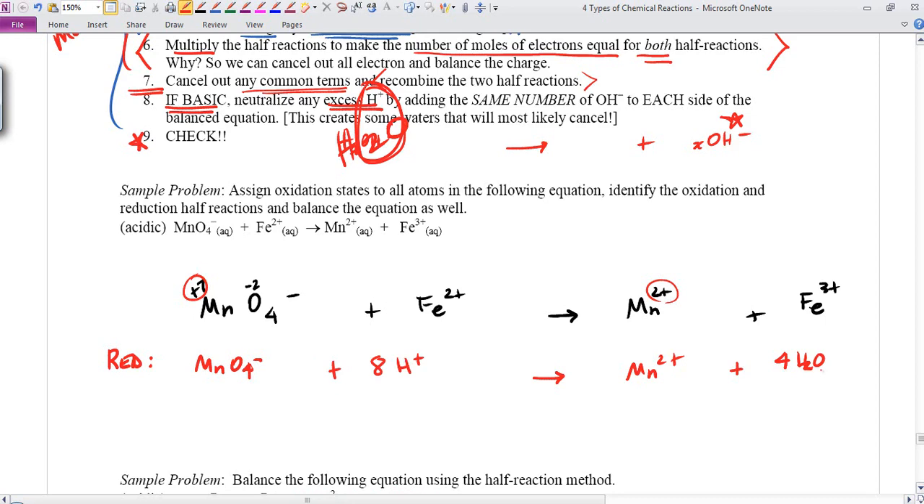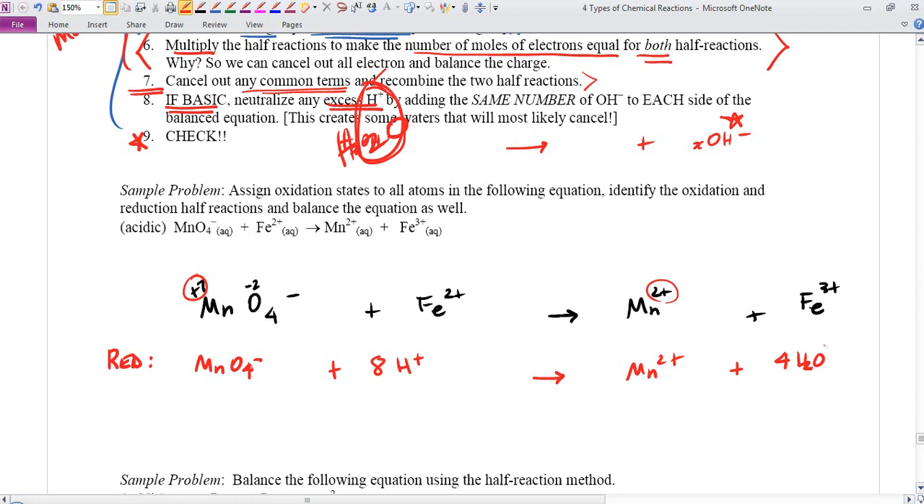So by element, everything is balanced. 4 O's on each side, 8 H's on each side, 1 Mn on each side, but charge is a hot mess. So I need to fix that. What's the total charge on the left? Use all your fingers and toes if necessary. I'll wait. What? +7? Indeed, +7. What's the total charge on the right? Water's neutral. Yeah, +2. That's all you got.